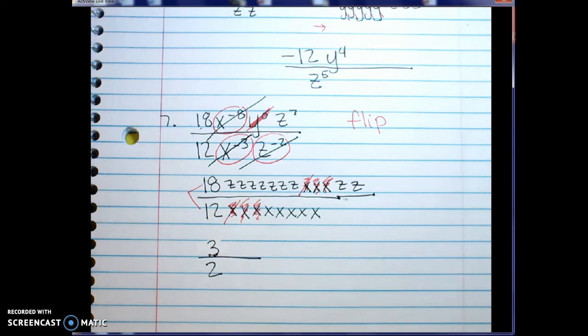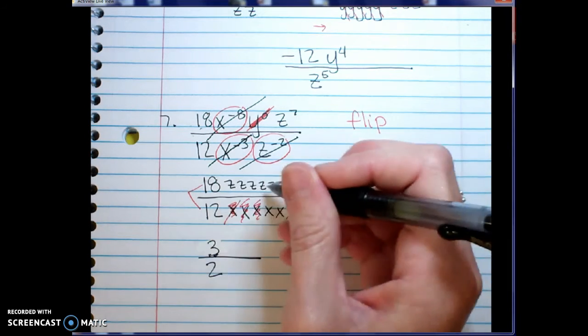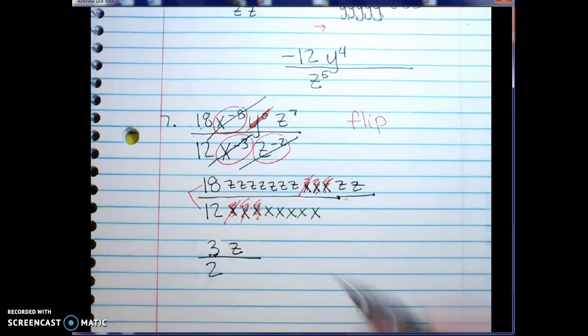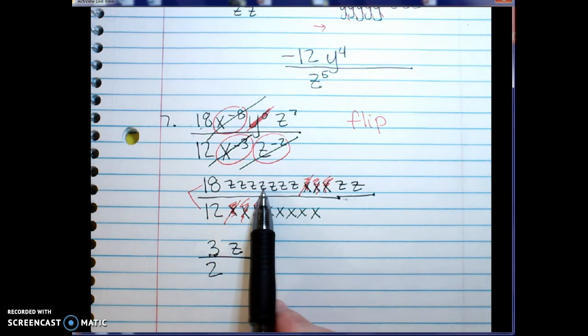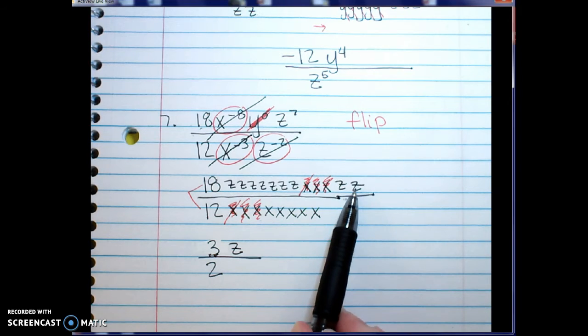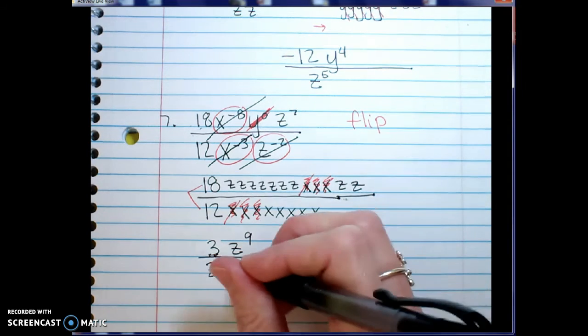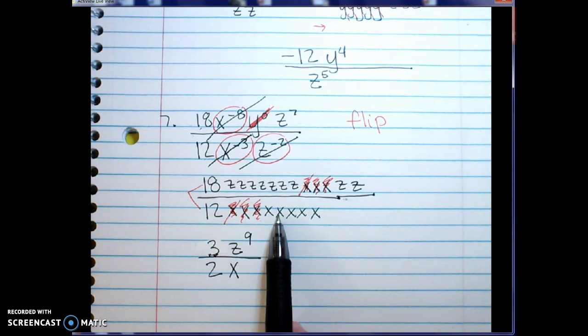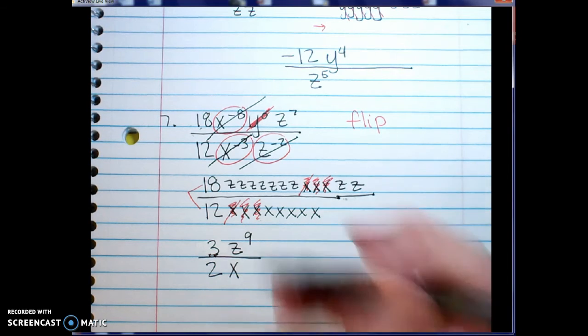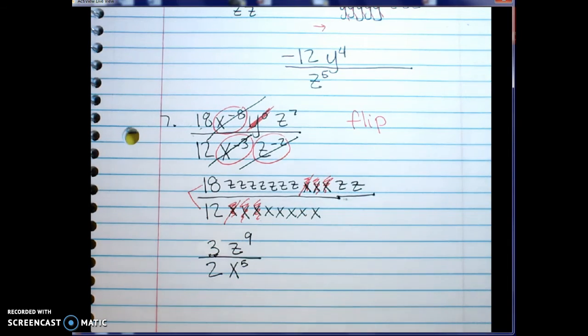So now I can go through and count my variables. The thing that I have on top are z's. So I'm going to write my z and count 1, 2, 3, 4, 5, 6, 7, 8, 9. 9 z's up top. So z to the 9th power. In the denominator, the only variable I have is x. So I'm going to list my x and then count 1, 2, 3, 4, 5. So x to the 5th power. That would be my final answer. Okay? Sorry for that little hiccup.